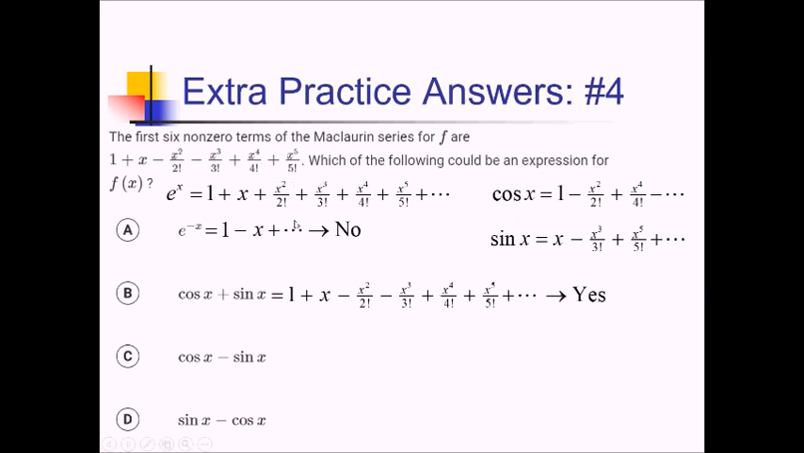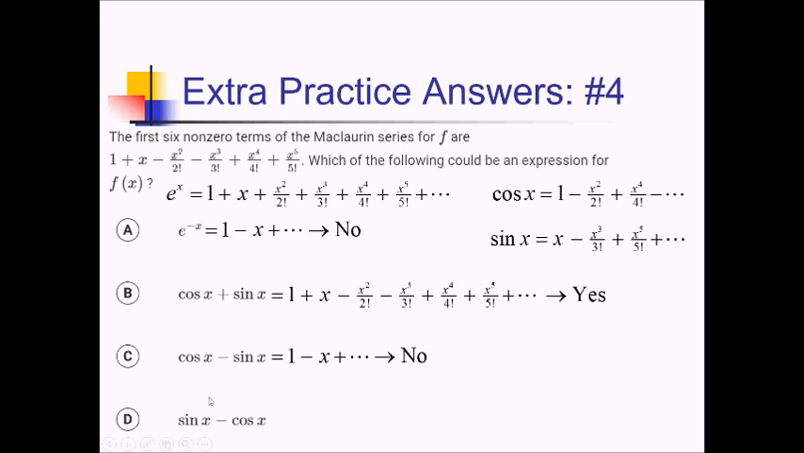Just to be on the safe side though, let's test out these other two. This will be pretty quick. So cosine minus sine of x. So we're going to start with a cosine series, which is 1. And now we're subtracting all the terms of the sine series. So the next term is going to be a minus x here. And that already is not what we had for the original, so that's a no.